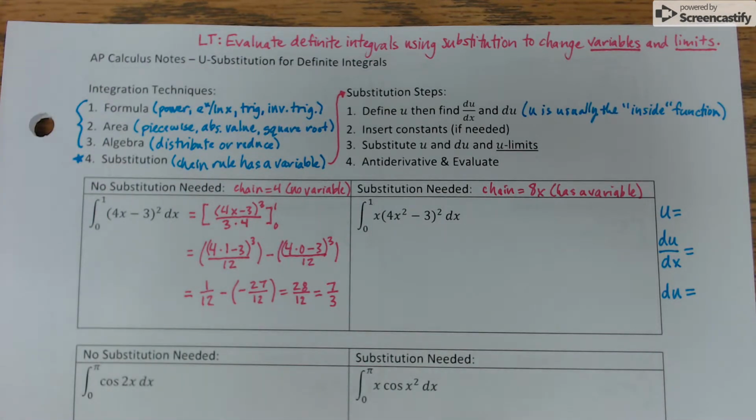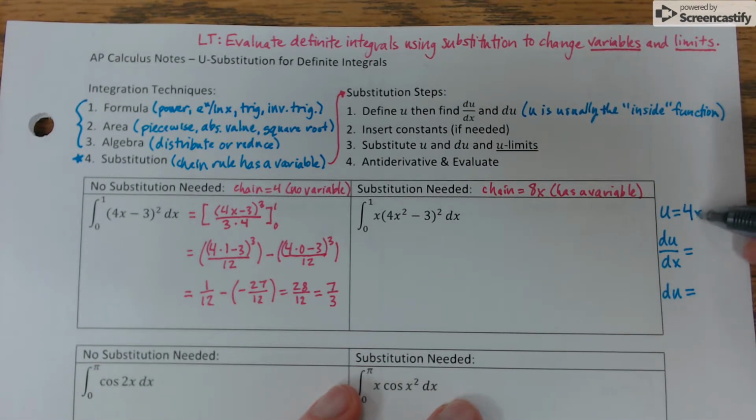The first thing we need to do is define our u, which is the variable that we're going to substitute in to simplify the integral. And u is usually the inside function. So for this example, it's 4x squared minus 3. If there's not an inside function in your integral, it could be that u is a function whose derivative is also present in the integral. And we'll see that in our third row of examples, and I'll talk about that a little bit more then.